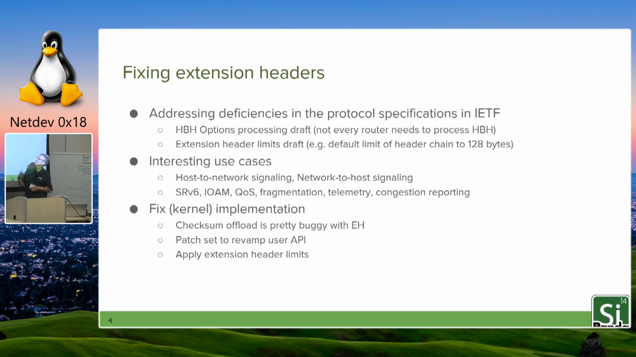Also, a while back, I think I just need to resurrect the patch set to revamp the user API. The idea was, let's allow users to set up extension headers like hop-by-hop options. As long as there's good control and control what they do, why not? I mean, not necessary. I mean, these things aren't evil. They're extension headers. So we went a little more to that. The last one, apply extension header limits.